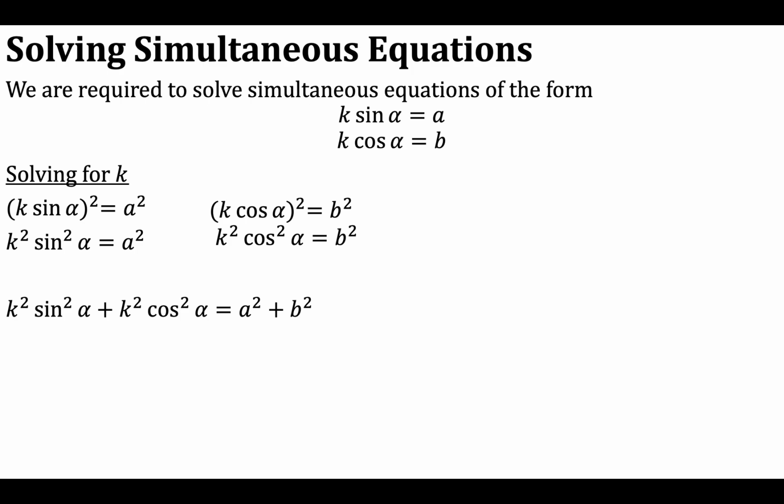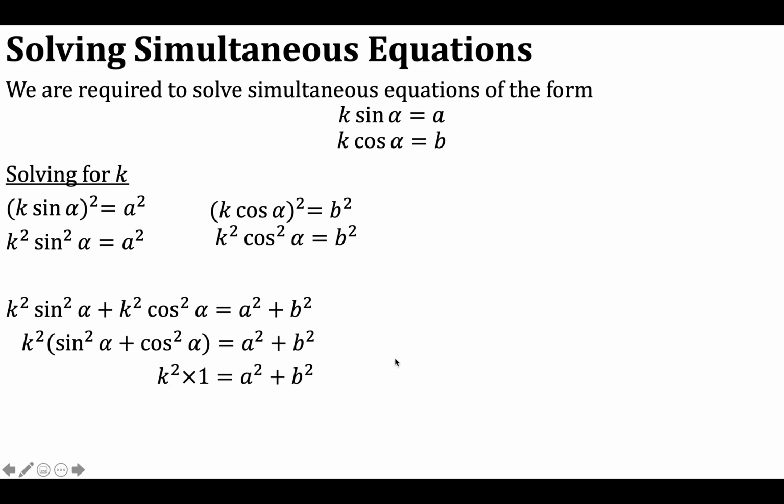And you might notice on the left hand side here that we've got a common factor of k squared. So if we take the common factor out, we get k squared multiplied by sine squared of alpha plus cos squared of alpha, and that's equal to a squared plus b squared. And hopefully you will remember here that we've got a trigonometric identity here. Sine squared of alpha plus cos squared of alpha is equal to 1. So that tells us that k squared is equal to a squared plus b squared, and therefore k is equal to the square root of a squared plus b squared.